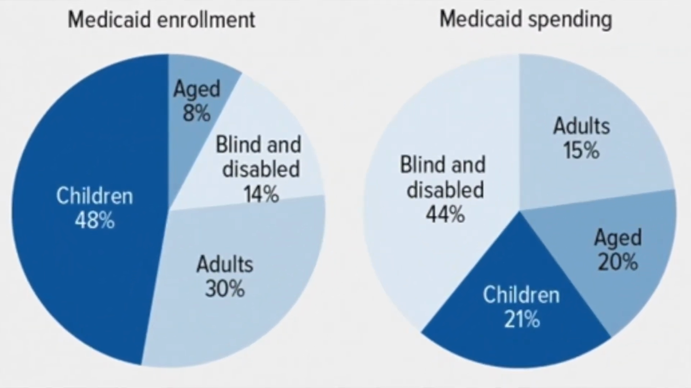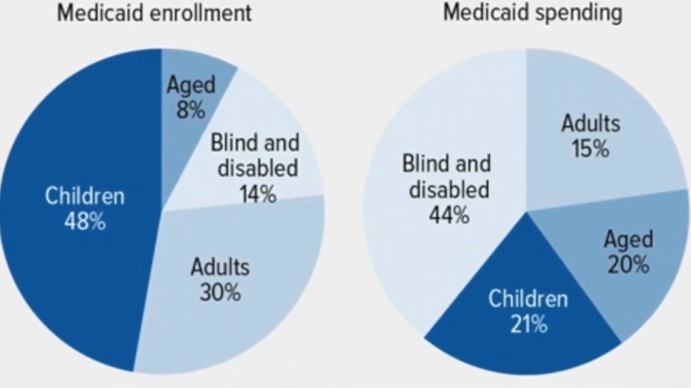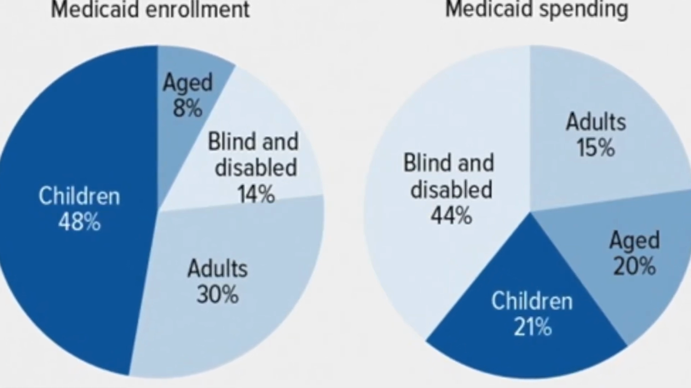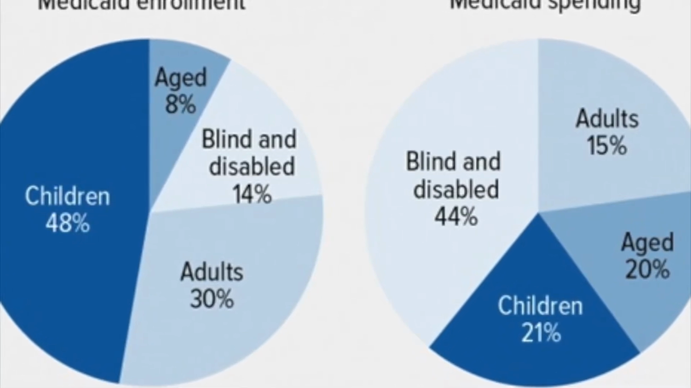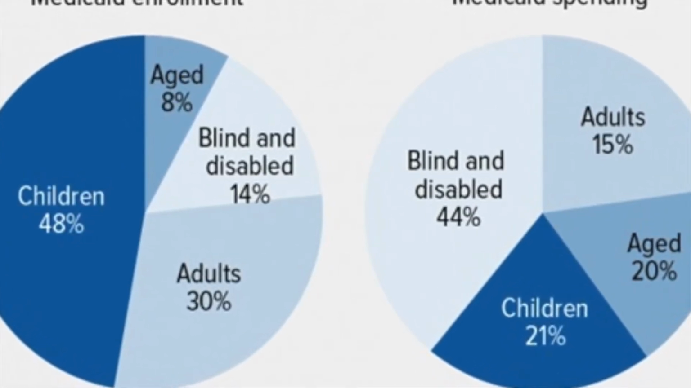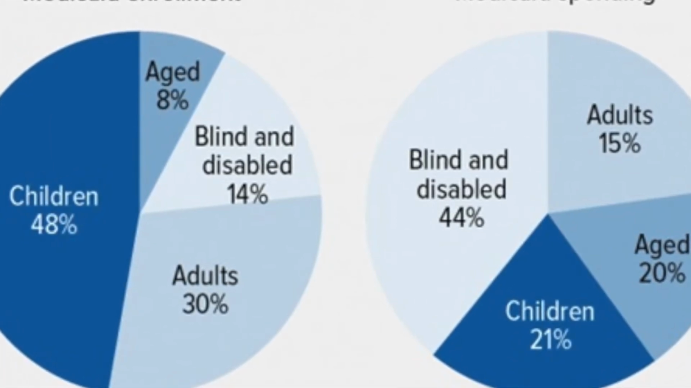This pie chart shows on the left the amount of people that apply for Medicaid in the United States, and on the right how much of the fund for Medicaid is spent on certain people. 44% of the Medicaid spending is used on the blind and disabled, and 21% is distributed to children, the rest split between adults and aged.